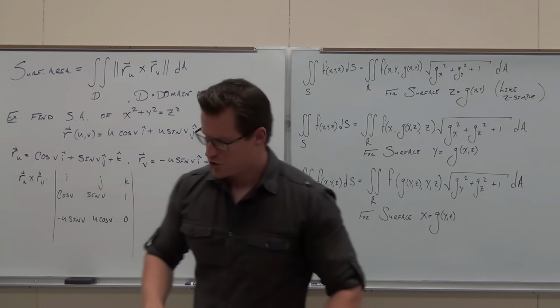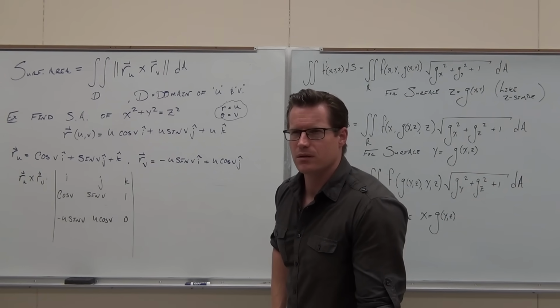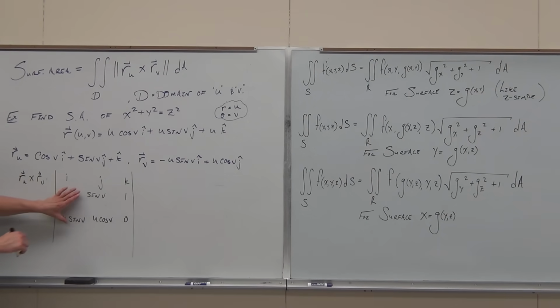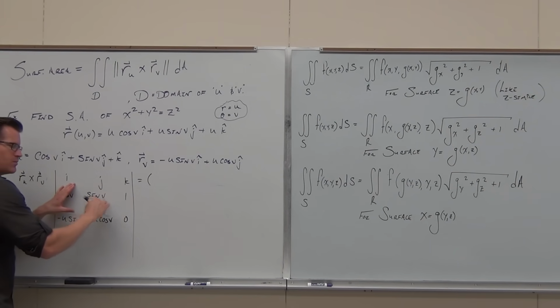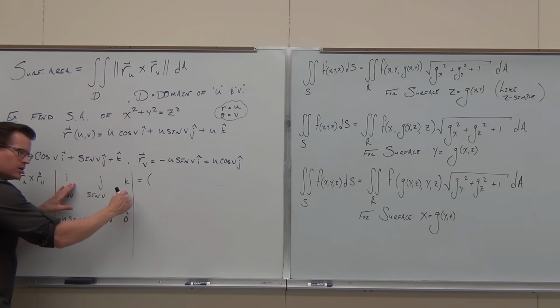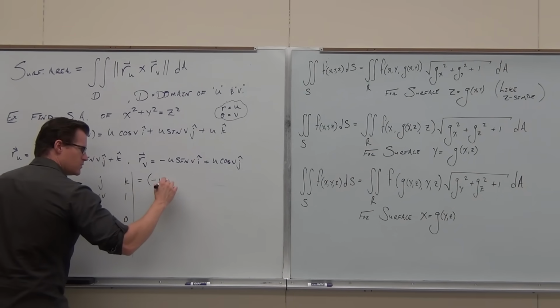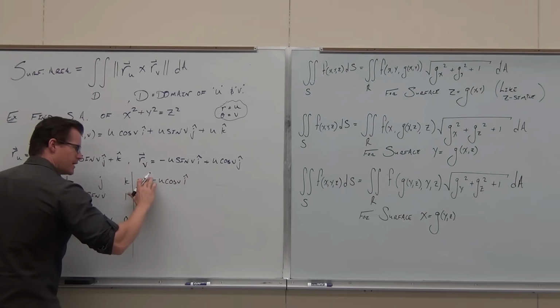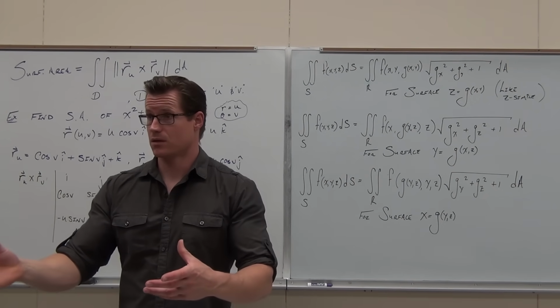Hopefully you made it that far. Did you make it that far? At least the setup. Do y'all remember how to do it? If you remember how to do it, it's kind of a cover-up method. I cover up this. We multiply, subtract, multiply. So multiply 0, subtract and multiply negative u cosine v, and then we have an i. You guys okay on the negative u cosine v i? Did you get the same thing?